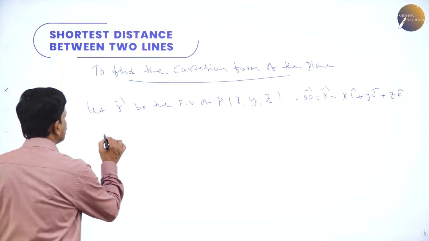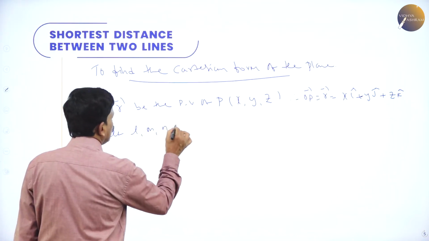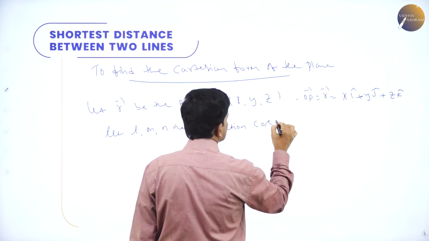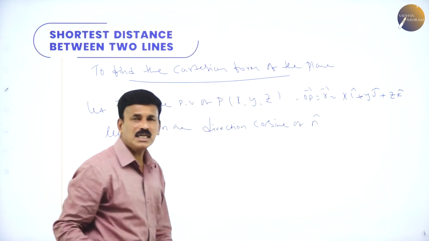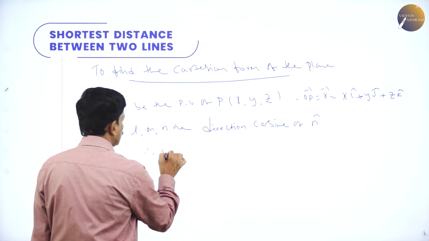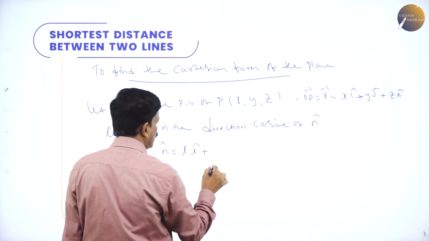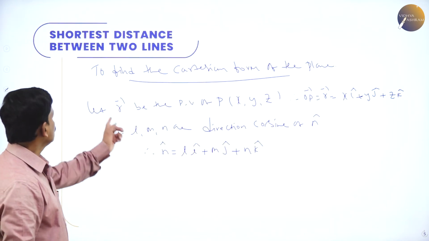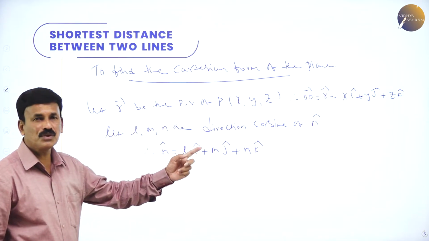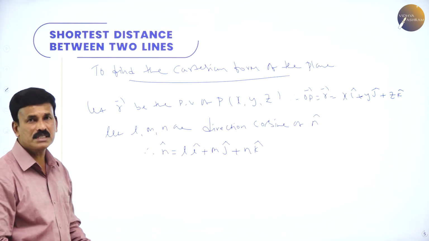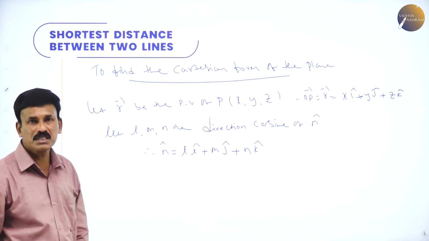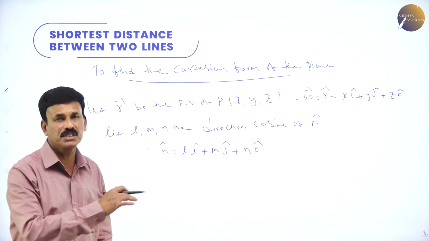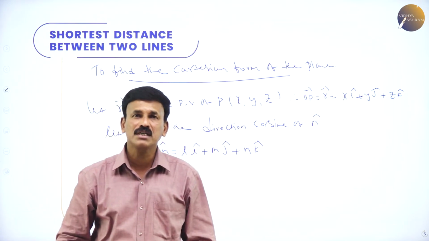Now similarly, let l, m, n be the direction cosines of n cap. Therefore, vector n cap is equal to l into i plus m into vector j cap plus n into vector k cap. Let r be the position vector of the point P, so OP is equal to r is equal to xi plus yj plus zk, and let l, m, n be the direction cosines of n cap. Therefore n cap is equal to li plus mj plus nk cap. Substitute this in the vector form, and you will get the equation of the plane in the Cartesian form.